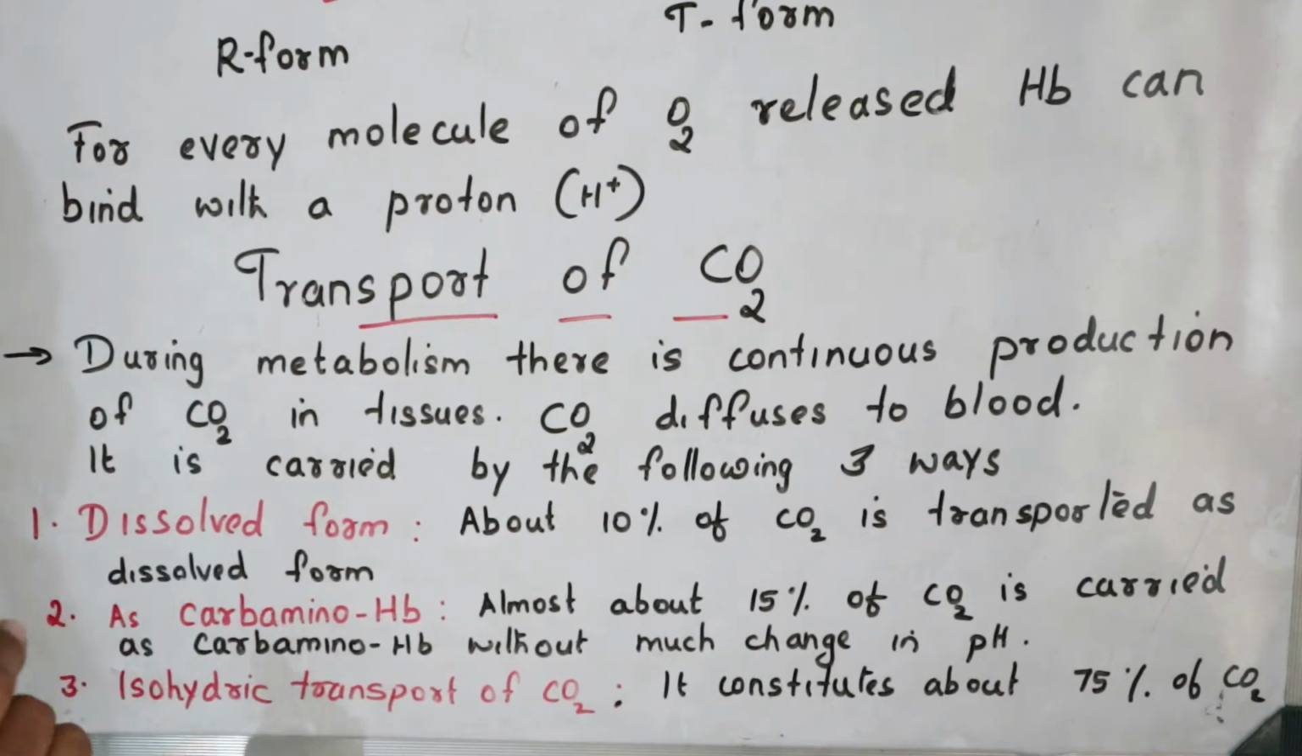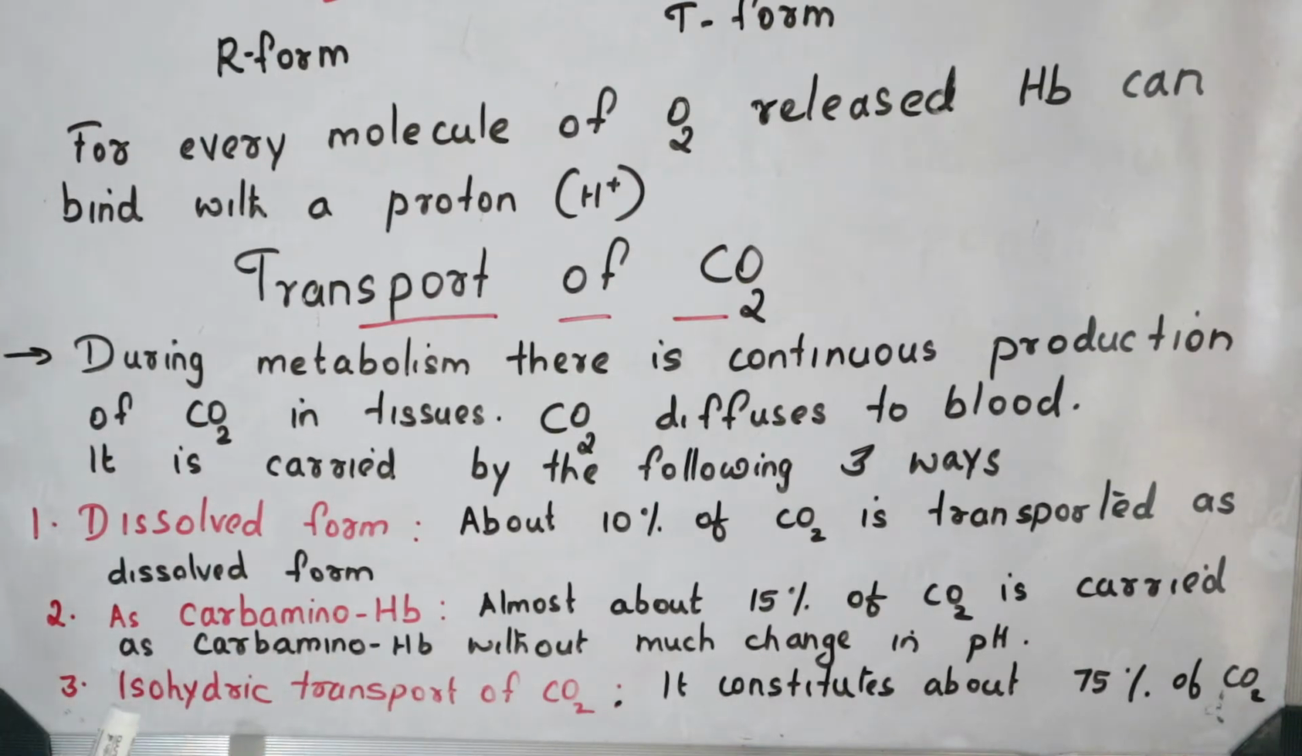And the second way is carbaminohemoglobin. Almost 15% of the carbon dioxide is carried as carbaminohemoglobin. That is, carbon dioxide binds with the hemoglobin, which is known as carbaminohemoglobin. And during this transport, there will be negligible change in the pH also. And finally, there is the isohydric transport of carbon dioxide. That constitutes about 75%. And there comes the role of hemoglobin.